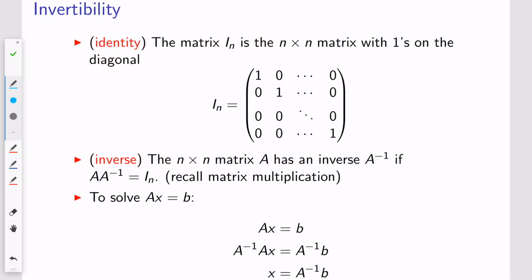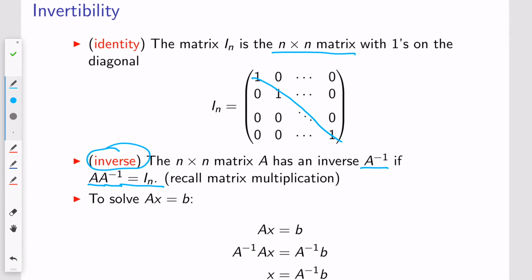So to remind you of some things from linear algebra, the identity matrix is just the n by n matrix with 1s along the diagonal here. And then there's this thing we call the inverse of a matrix, and the inverse of a matrix, written as A^-1, satisfies A times the inverse equals the identity.